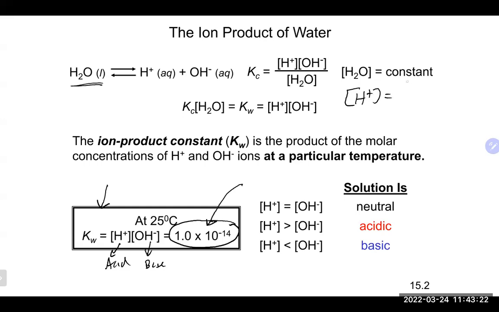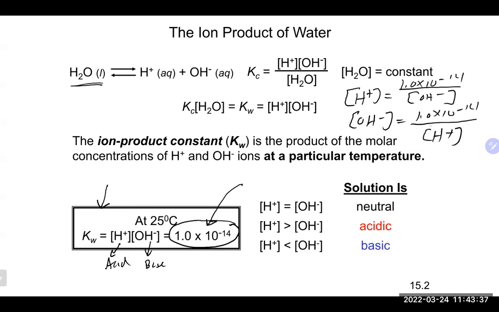If you want the H plus concentration, it is 1 times 10 to the minus 14 divided by OH minus. Or if you want OH minus, again it is really the exact same calculation, 1 times 10 to the minus 14 divided by the H plus. So if you're given the H plus or OH minus concentration, basically take 1 times 10 to the minus 14 and divide it by what was given to you.